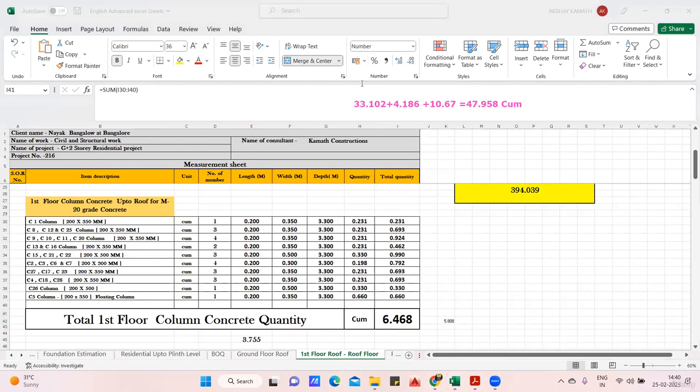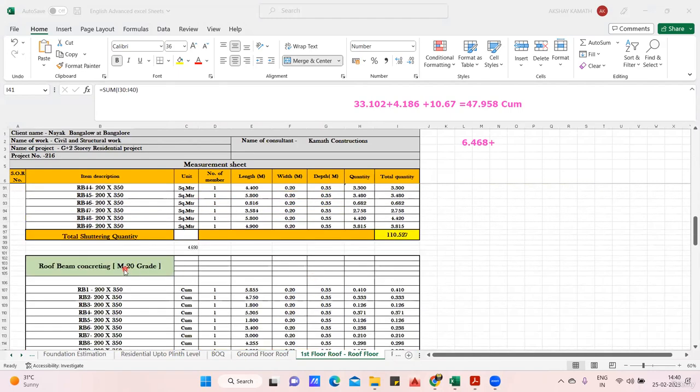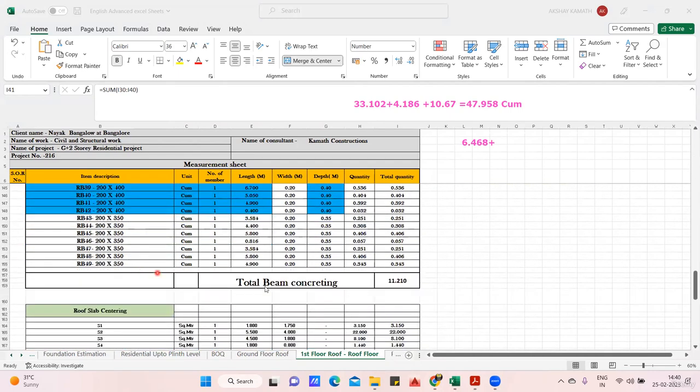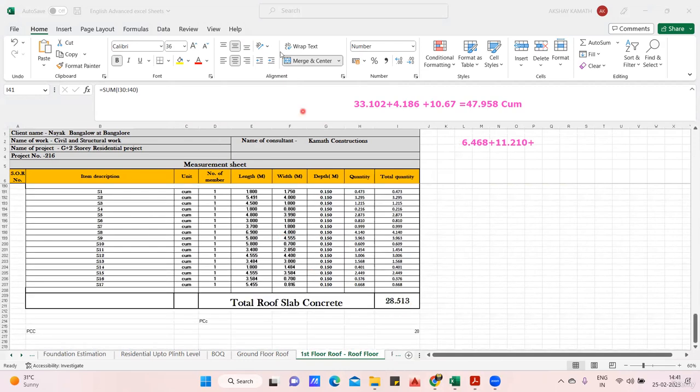So I'll write here. See, it will take a little time of yours. 6.468. Okay, this is ground floor column concrete. Other than that, we have beam also. You take the beam concrete quantity. So beam is 11.210 plus. Again, what do you have? Again, you have slab concreting, that is 28.583. Okay, fine. Up to here it is done.